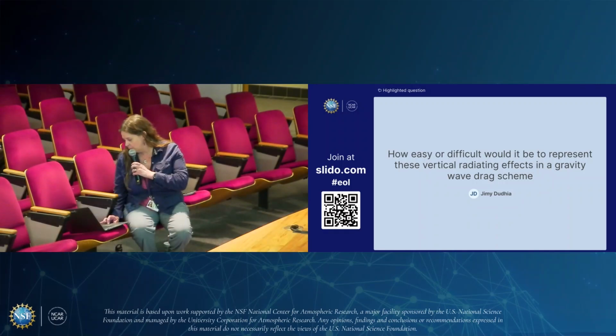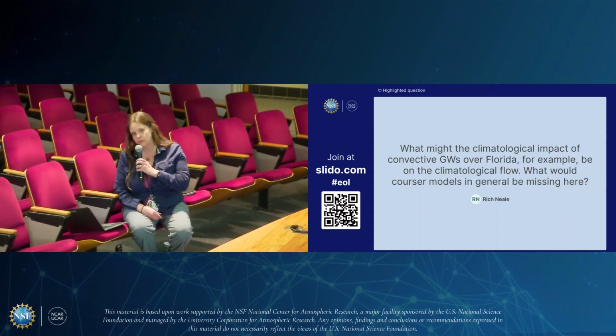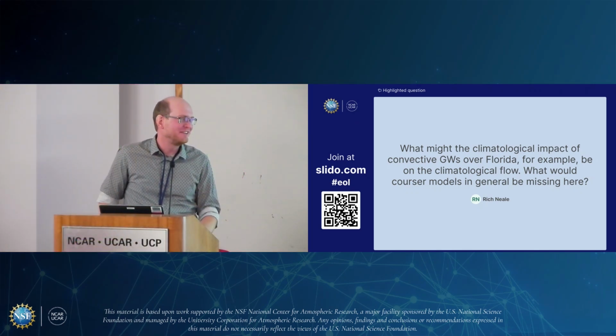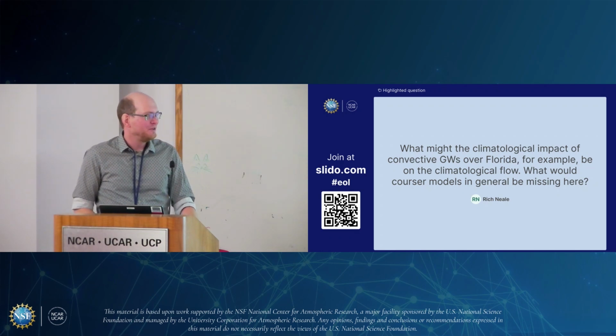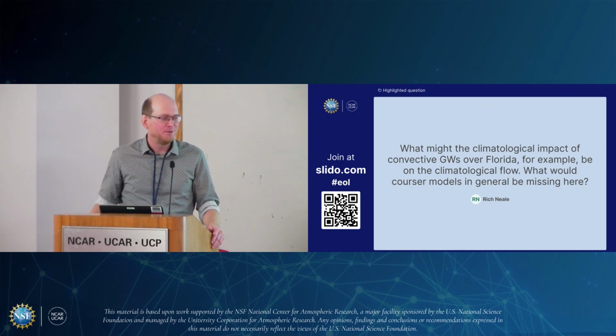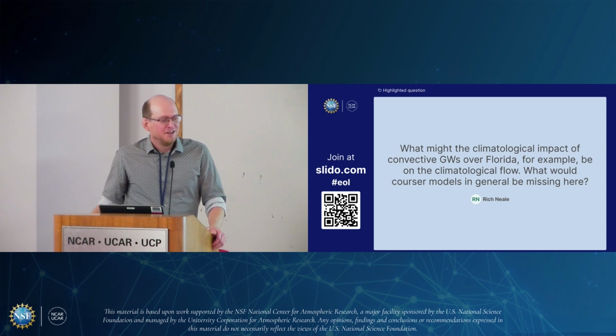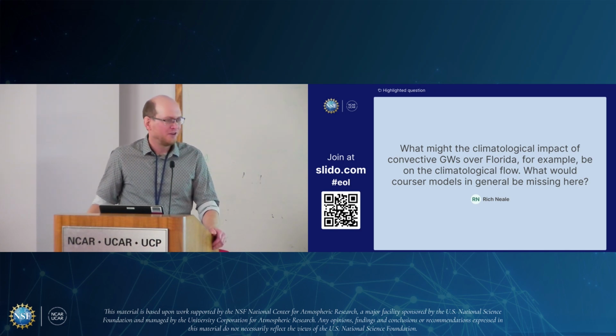Great. Another question from online from Rich. What might the climatological impact be of convective gravity waves over Florida, for example, on the climatological flow? What would coarser models in general be missing here? I don't know the answer to that. We only looked at Florida because we wanted as tropical as possible, but we still wanted the United States radar network. We really wanted to look in the actual tropics. So it's more of a, can we do this? And we did it where we have data. But yeah, I wish I could answer that question.